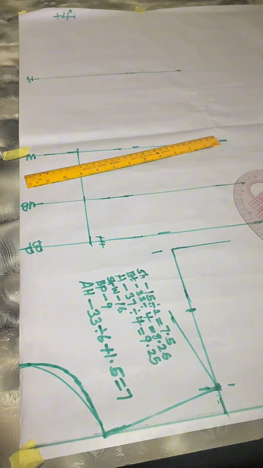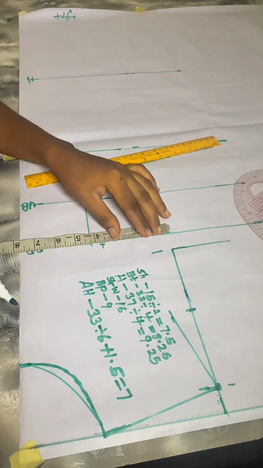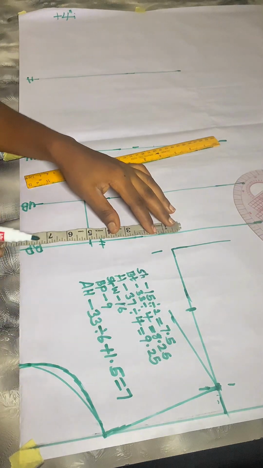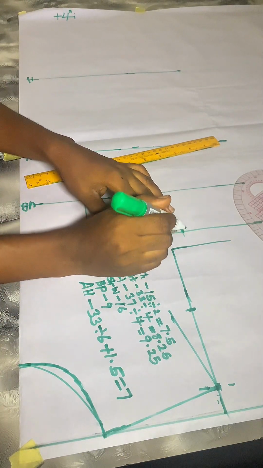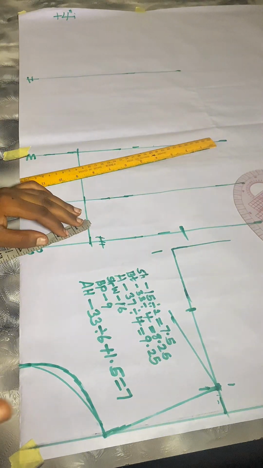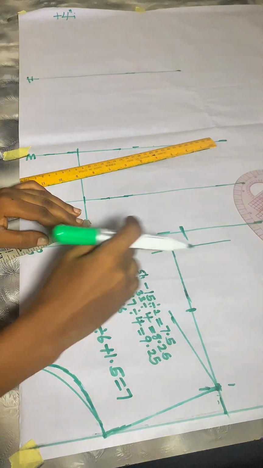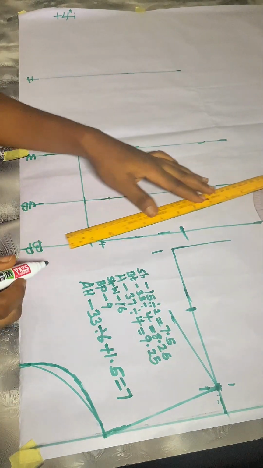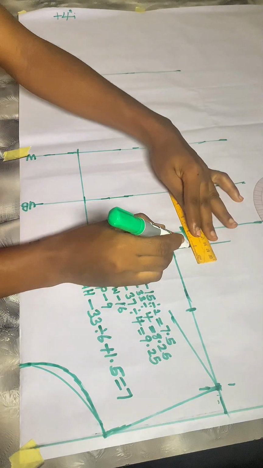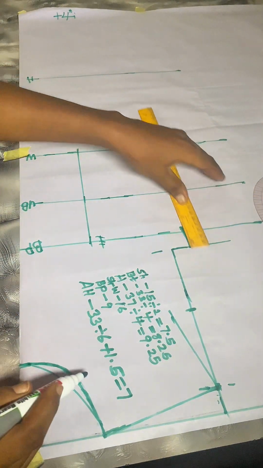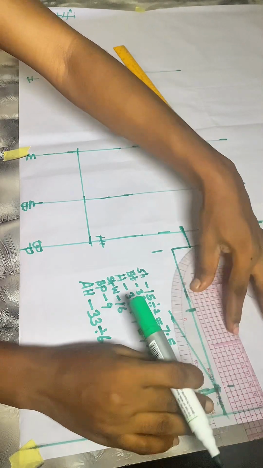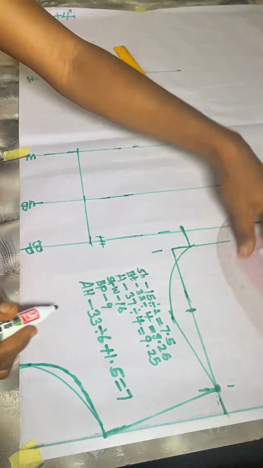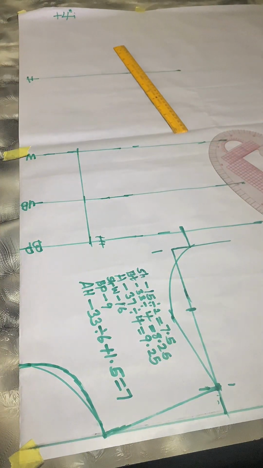Let's get our bust point. What is our bust point? Our bust is 8.25. So 8.25. I'm not adding the sewing allowance. I'm going to add it when I'm cutting the fabrics. So this is 8.25.